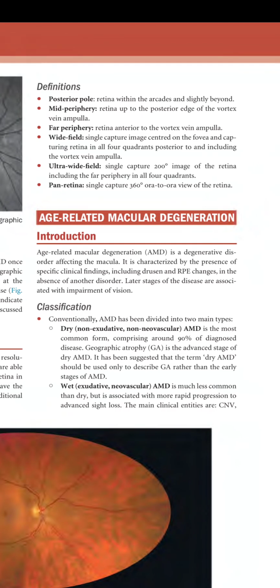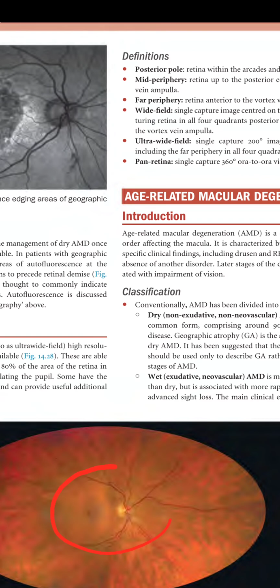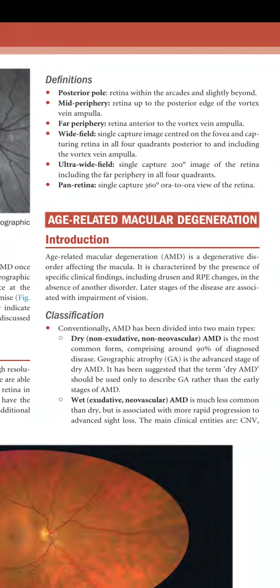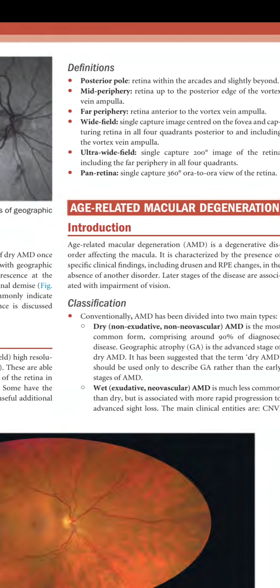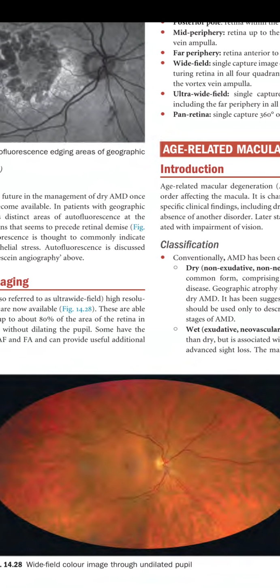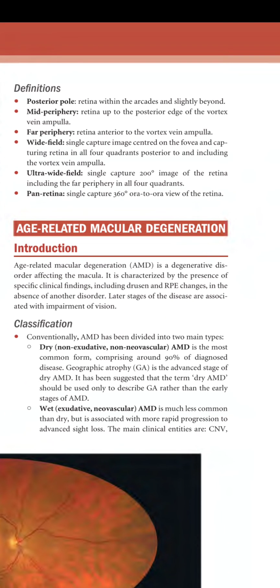So definition: posterior pole is the retina within the arcades and slightly beyond. Mid periphery is the retina up to the posterior edge of the vortex vein ampulla. Far periphery is the retina anterior to the vortex vein ampulla. So if some vortex veins are present, the retina up to the area of the vortex vein is called mid periphery, and the far periphery is anterior to the vortex vein. Wide field is basically a single capture image centered on the fovea and capturing retina in all four quadrants posterior to and including the vortex vein ampulla.